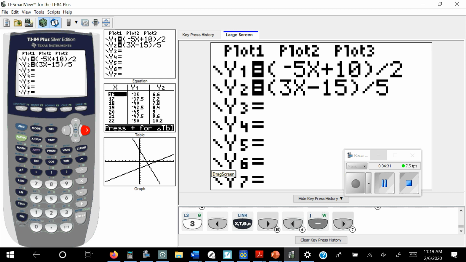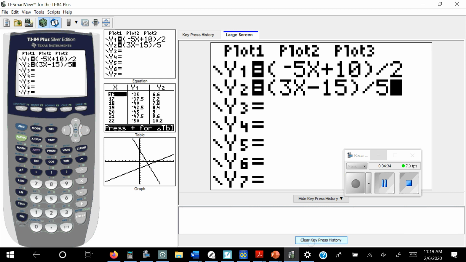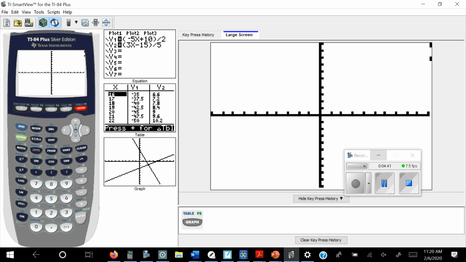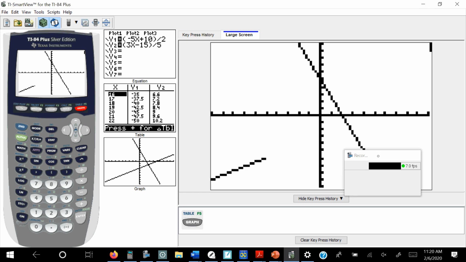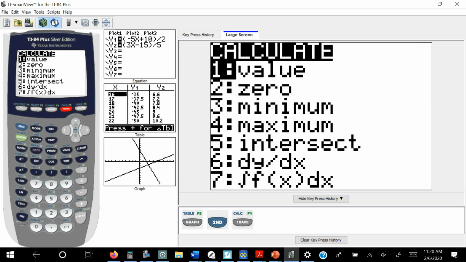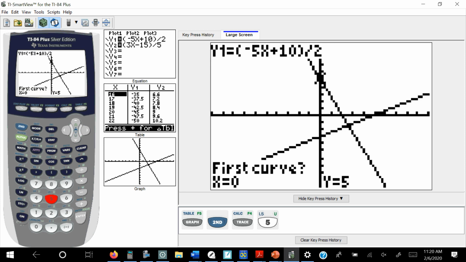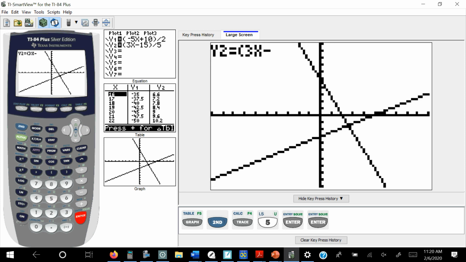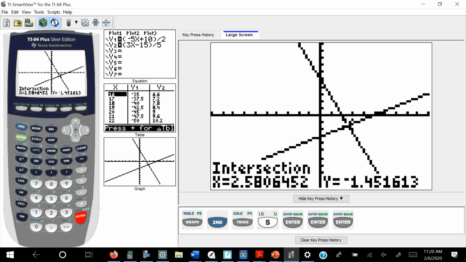All right, the next thing I'm going to do is clear this all out at the bottom here, and I'm going to show you exactly what I hit. First thing I want to do is after you type it in, you want to hit graph, and once that's done, you want to hit second, trace, 5 for intersect, enter, enter, enter, and it gives you a close estimate here. And since this is close to 2.5, I'm going to go with that. And since this is close to negative 1.5, I'm going to go with that.